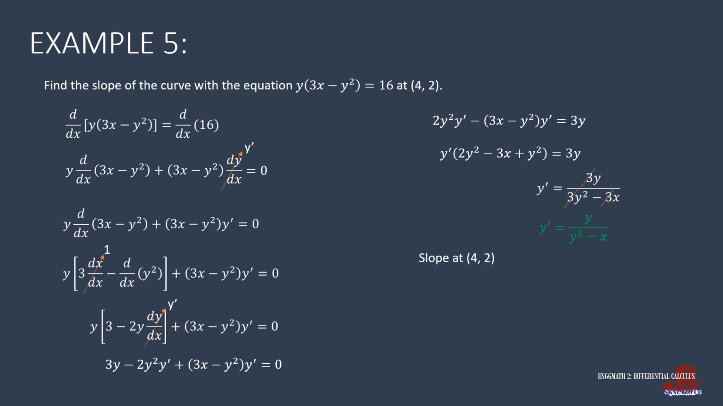At point with coordinates 4, 2, we have y prime is equal to 2 all over 2 squared minus 4, which is reduced to 2 all over 0, making it undefined, and this means that the slope at that point does not exist.